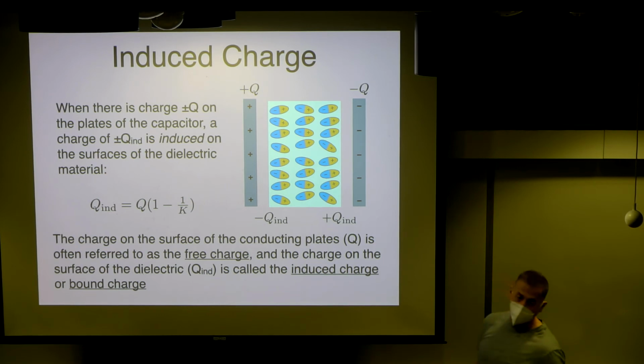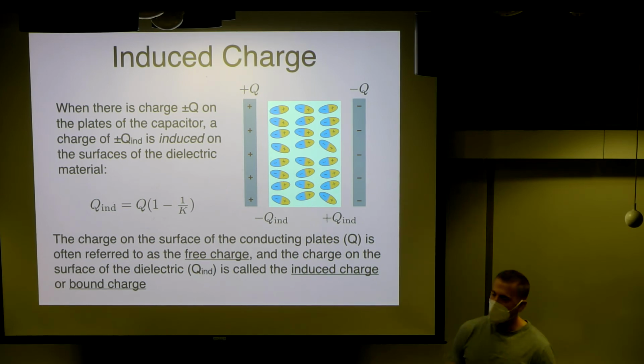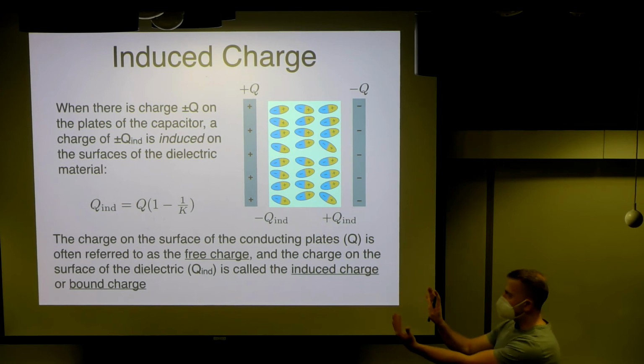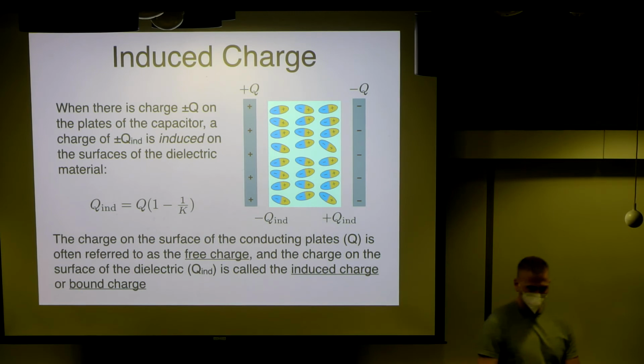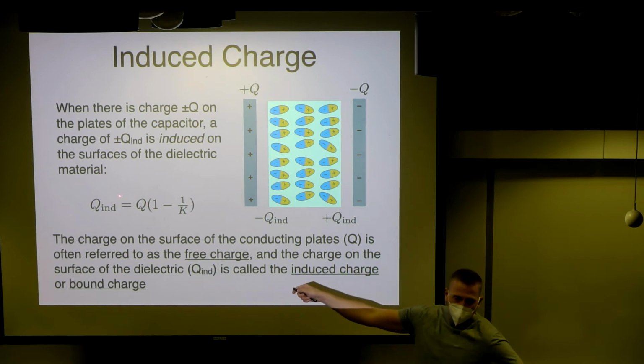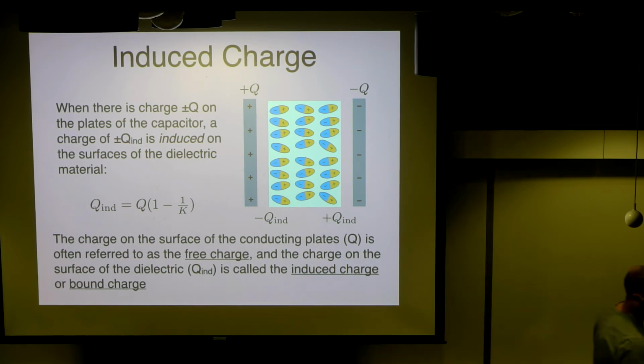What we're going to call that charge is Q induced, because it's the charge we induce on the dielectric material. Overall, we have plus Q, minus Q on the plates. On the dielectric material, we have plus Q induced, minus Q induced on the two sides. That's what we're dealing with here. Does that make sense? What I'm going to show you is how we relate the two. How do we go from the charge on the plates of the capacitor to the induced charge? There's a formula, we'll derive it, and I'll show you how this works.